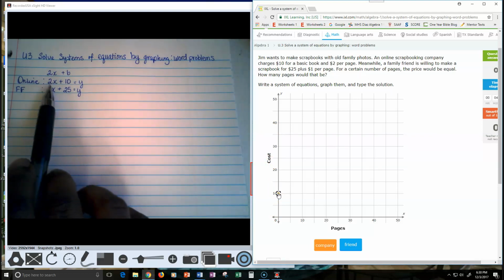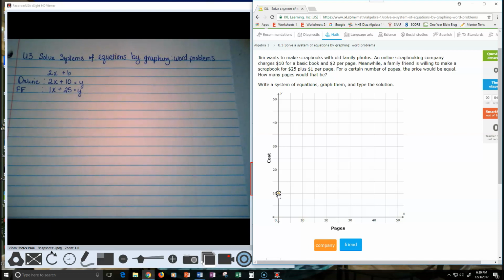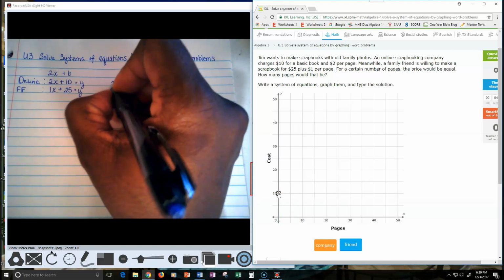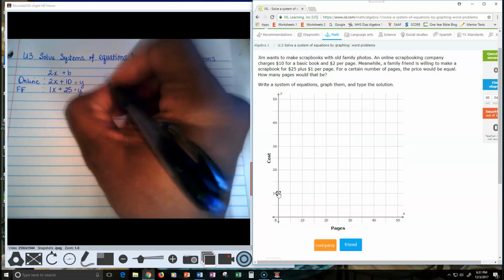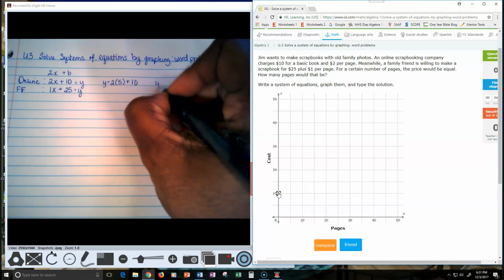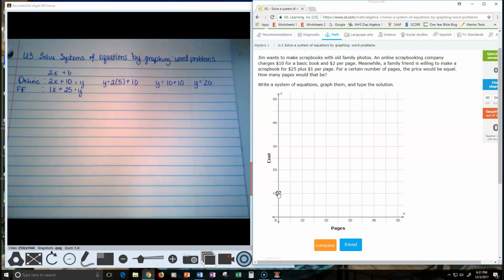I could technically go 2 times 1 plus 10. Well, that would be 12. Well, I don't have a 12 on this graph. But I do have a 5 right here. So let's see what would happen if I put in 5. So if I said 2 times 5 plus 10, well, 2 times 5 is 10 plus 10, well then y would be 20. Do I have a y as a 20? I do. So I go over here to 5 and plot 20.